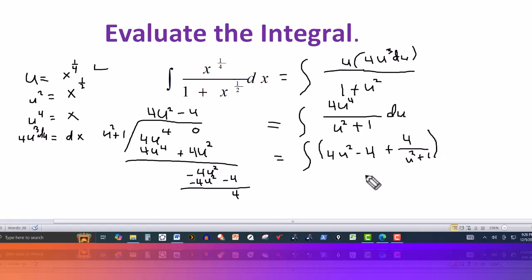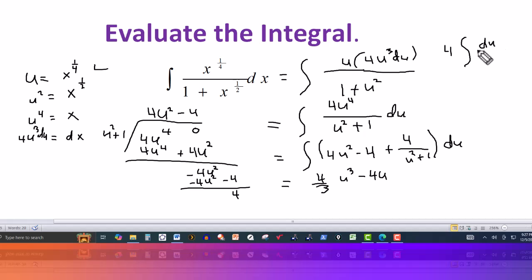And you can think of that as 3 integrals if you want, but we're just going to evaluate term by term here. So this is going to equal, integrating with respect to u, we've got 4u squared, add 1 to the exponent and divide, so this will give me 4/3 u to the 3rd. Minus 4, integrate with respect to u, just gives me a minus 4u. And then this one right here I can rewrite as 4 times the integral of du over u squared plus 1.